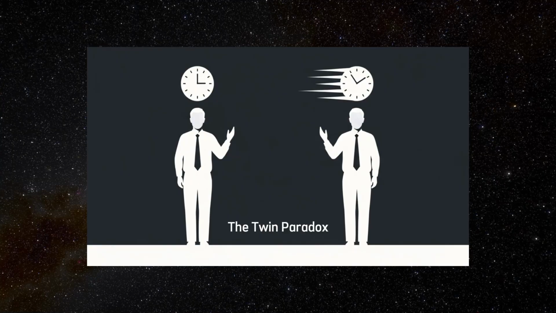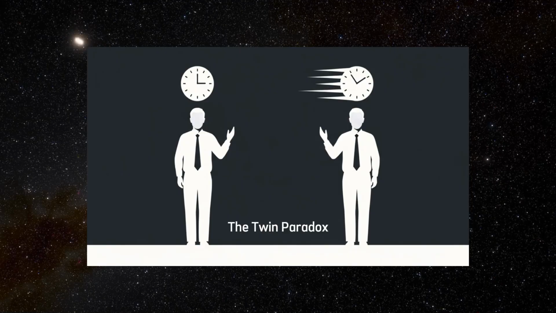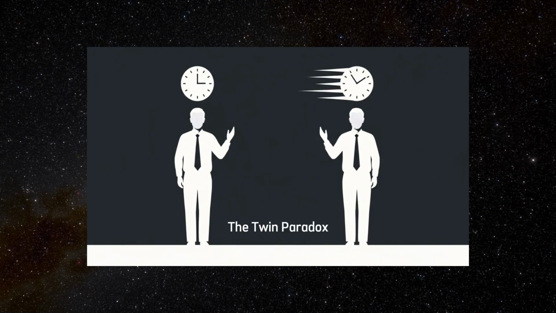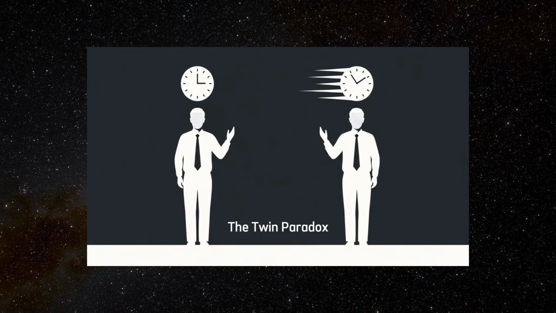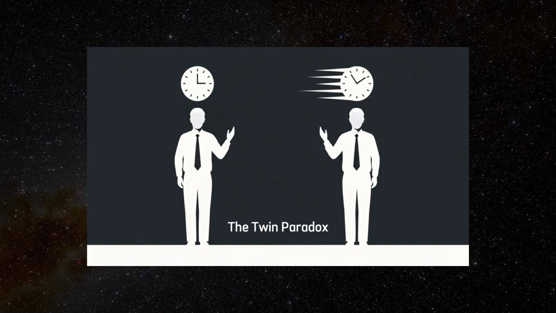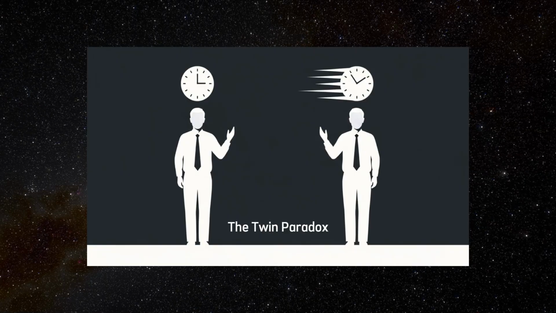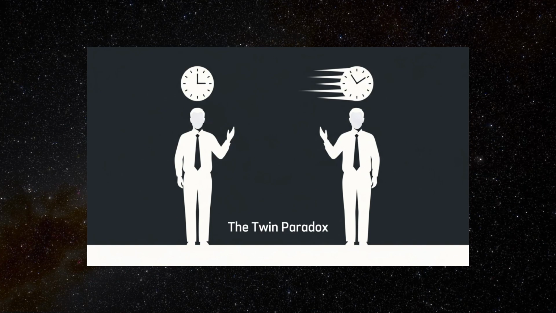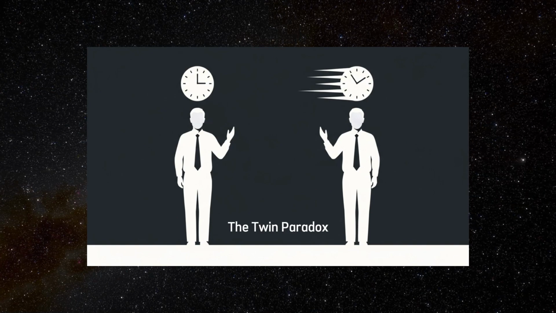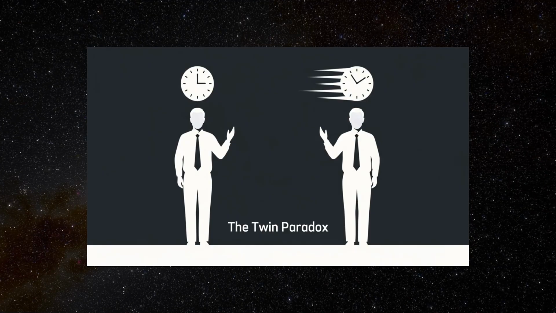But the key to resolving the paradox lies in recognizing that the situation is not truly symmetric. The two twins do not undergo the same experiences. The twin who travels to the stars and back undergoes acceleration and deceleration, changing frames of reference, especially when turning around at the midpoint of the journey. In contrast, the Earth-bound twin remains in a single inertial frame for the entire duration.